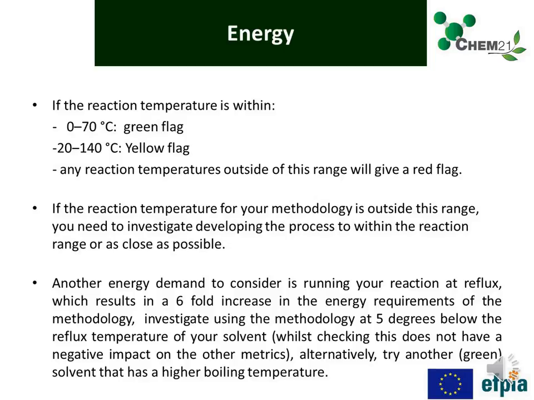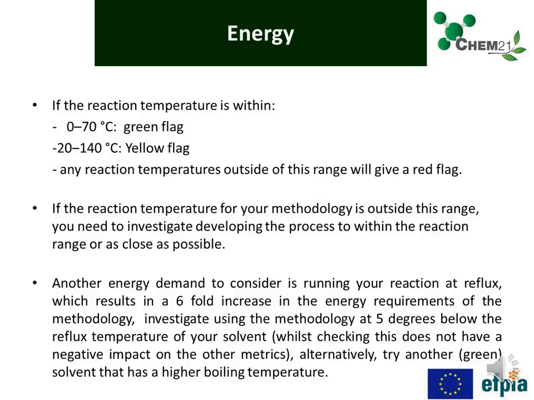The metric toolkit also considers energy. Now, it's very difficult to measure the energy input into your reaction at lab scale, but the metric toolkit provides a few guidelines on how you can limit the energy intensity of your process. So a green flag will be denoted if your reaction is running between 0 and 70 degrees Celsius. A yellow flag will come up if you're running your reaction between -20 and 140 degrees Celsius. And then any reaction temperatures outside of these ranges will give a red flag.